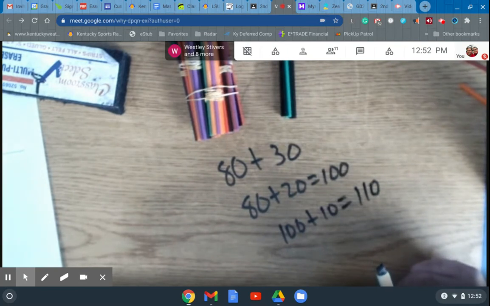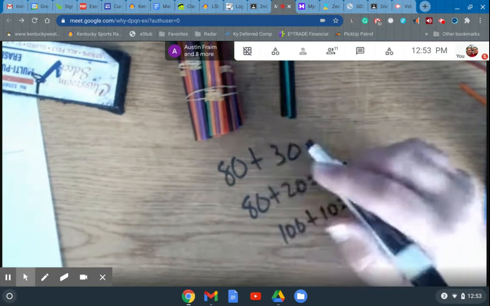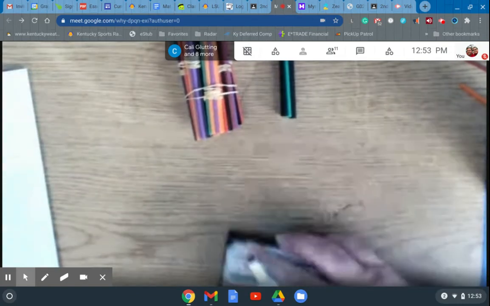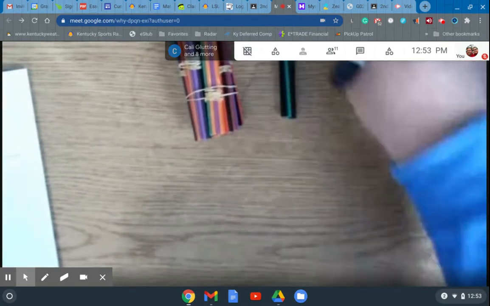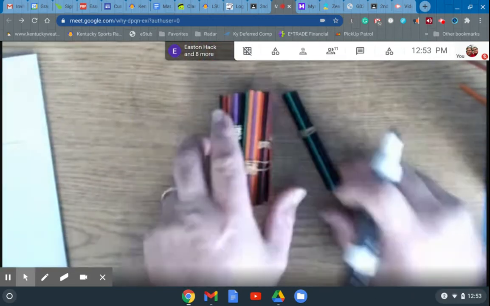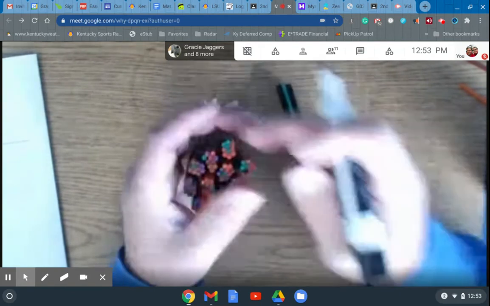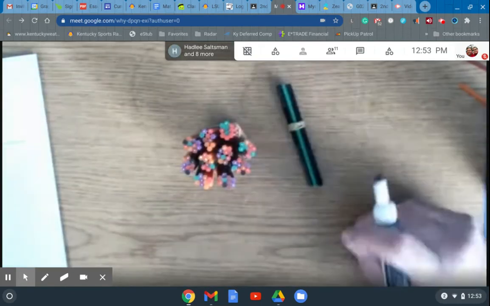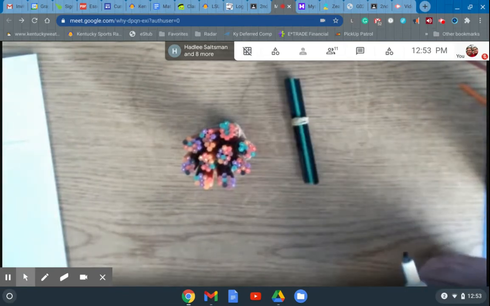Okay, but we're not really there yet. We're thinking about this in our head, and we're using materials, and that's all what second grade's about is materials. Okay, so I'm at 110. Right here they are. I'm gonna set this super bundle up again. Okay, so you can see that's a super bundle. There's 10. All right.